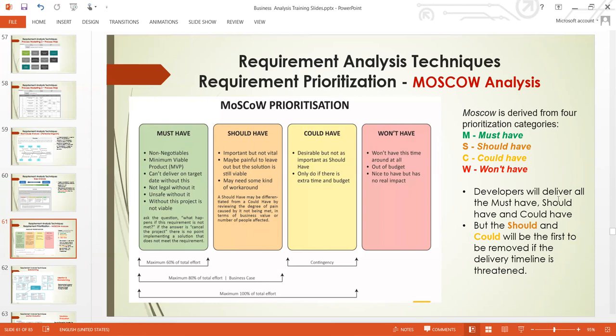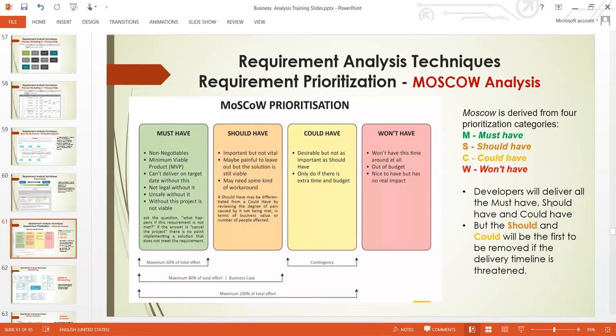So developers will deliver all the must have, should have, and could have, but should and could will be the first to be removed if the delivery time is threatened. So when you prioritize requirements using MoSCoW analysis and hand them over to the developers, this is the order of importance of these requirements. If the timeline is being threatened, yes, the developers are meant to deliver all the requirements, but in a situation where developers could not deliver all the requirements within the time specified, we must still deliver something to the stakeholders as the Scrum guide stipulates.